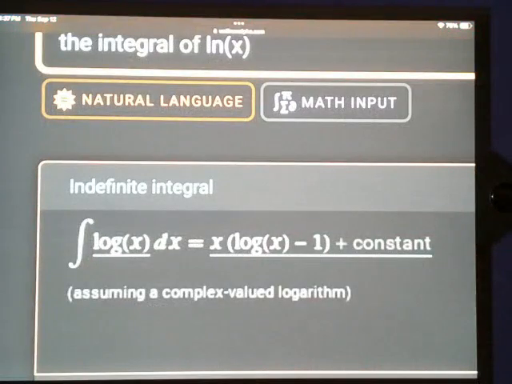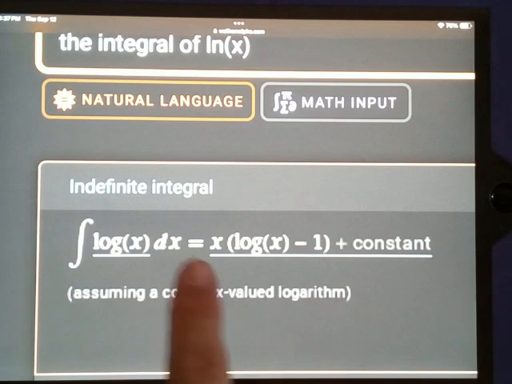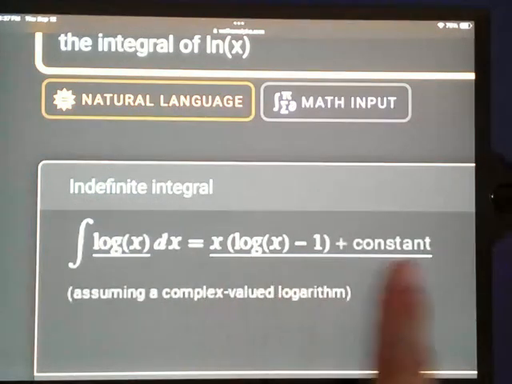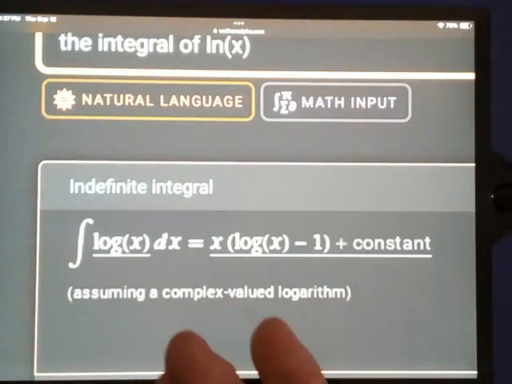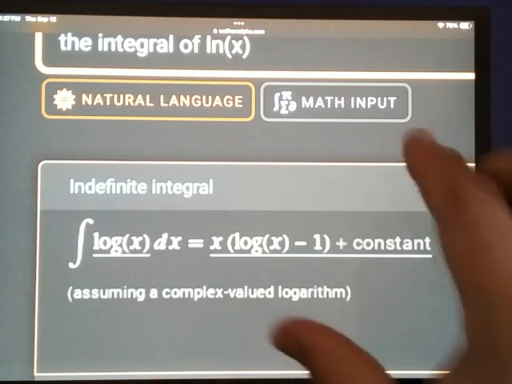It did integration by parts. Notice it uses the word log instead of ln. It even tells you that underneath. But that's the correct answer. We wrote x ln of x minus x plus c. We did the whole problem.